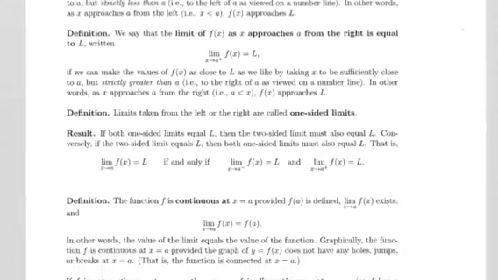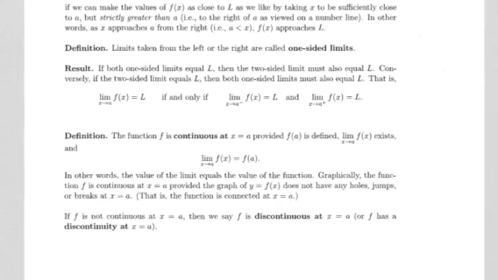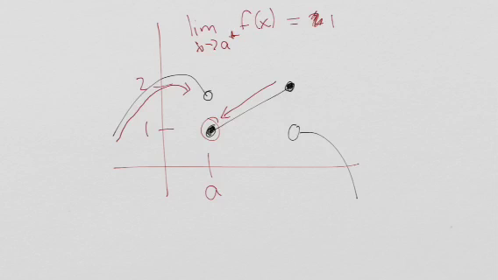A couple other little things on here. Limits taken from the left or right are called one-sided limits. That's what we just talked about, the one-sided limit, from the left or from the right. Now, a function is considered continuous at a certain point if the limit from both sides is equal.